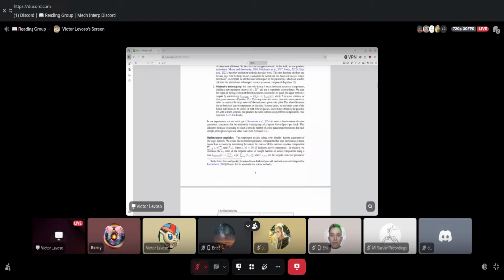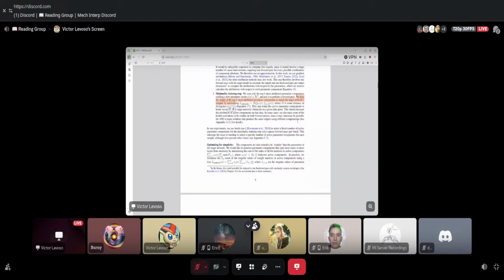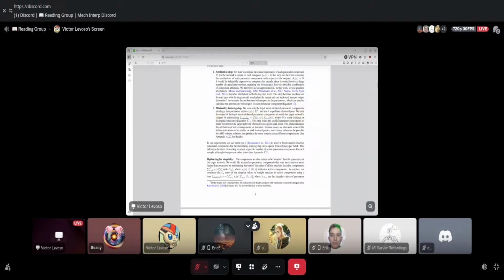Okay. So what do they do with the attribution? Okay, so they do top K on the most attributed parameter components. And they train the output of the top K most attributed parameter components to match the target network's output by minimizing the minimality loss, a distance or divergence measure. So yeah.